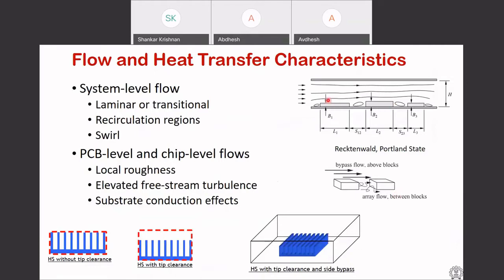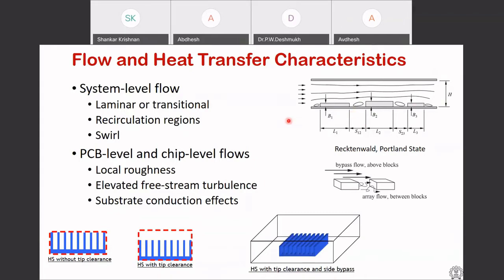If you look at this cross-sectional view of a printed circuit board, there is a heat source here, or a chip here. There's another heat source that has a height of B2, then B3. So B1 is not equal to B2, B2 is not equal to B3, and L1 is not equal to L2, and L2 is not equal to L3, and the spacing between them is not the same either. Also, this is not covering all the way to the top, so there is a lot of flow bypass.